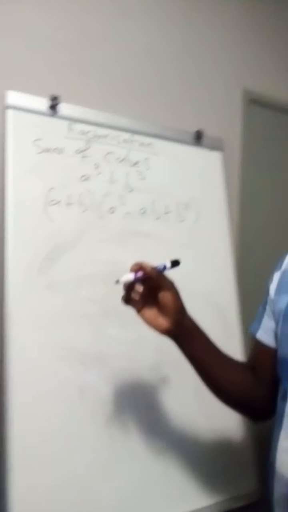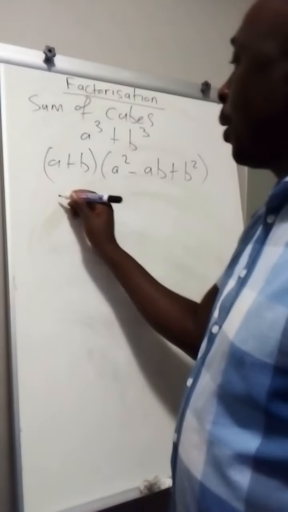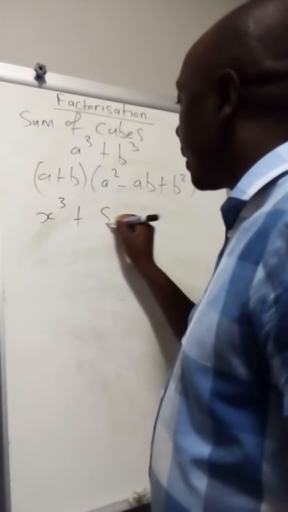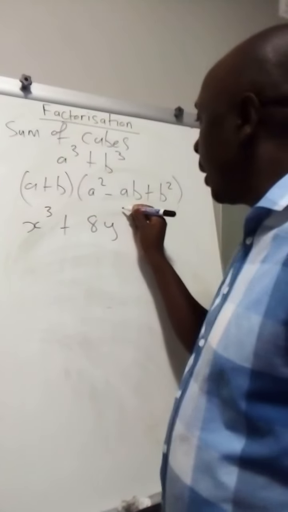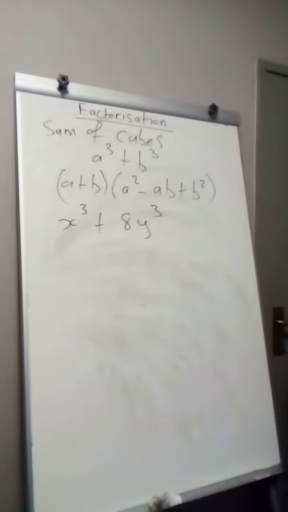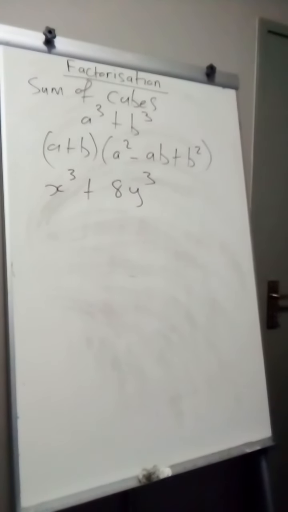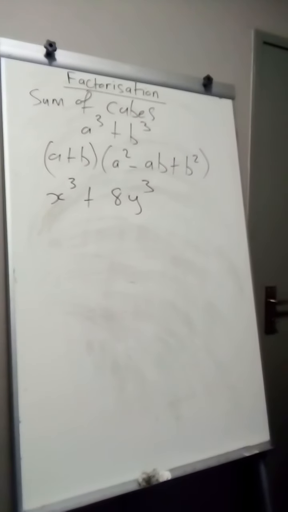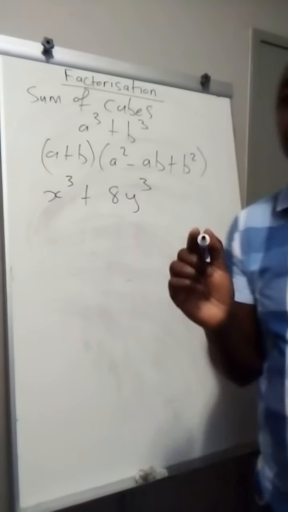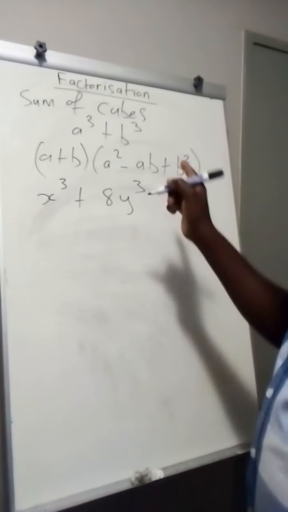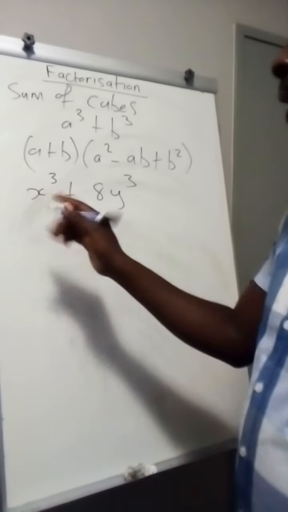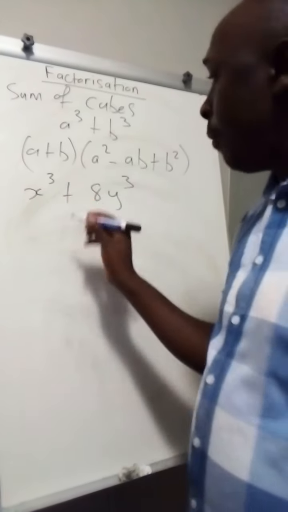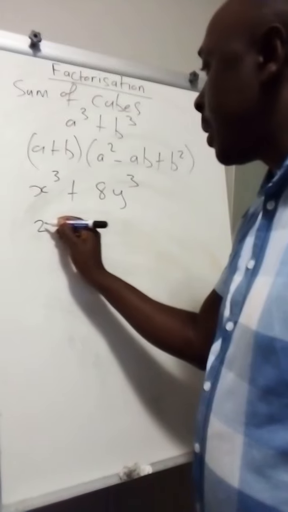Let's say we are given x cubed plus 8y cubed. So we are using what? Sum of cubes. Then you are required to find the factors of this. So how do you handle this? Very simple. In this case, we look at our function like this.